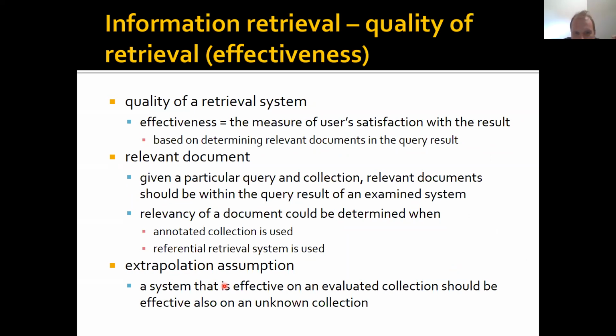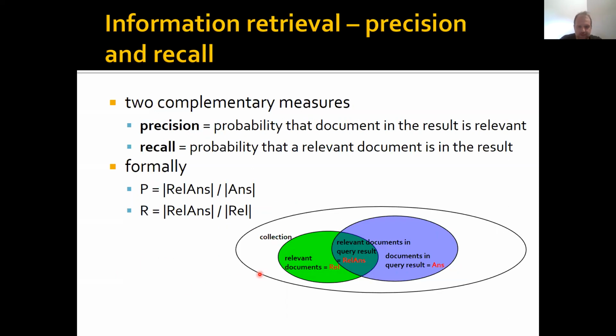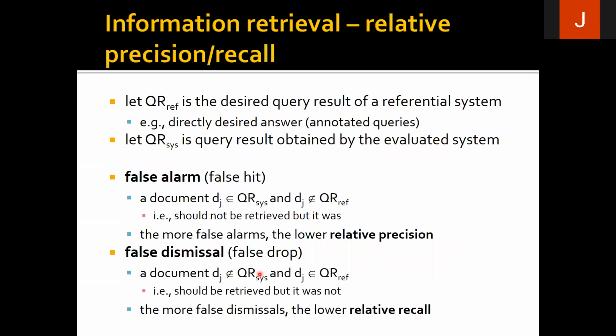And then we only hope, because of this extrapolation assumption, that this measured quality of search will also be the same or similar when applied to another collection that is not annotated, because the rest of all collections are not annotated, right? So this is just the offline phase for training, for validation.